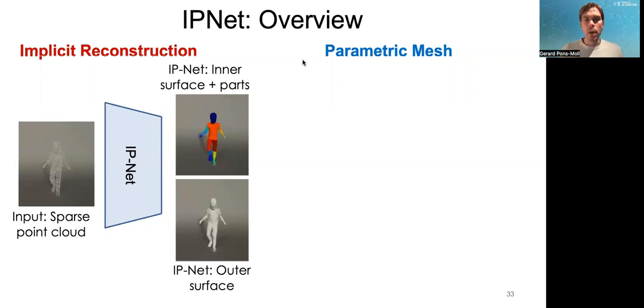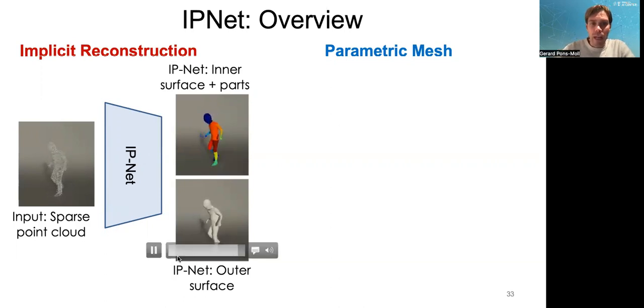So this is an overview of the IPNet method. Essentially, it takes a sparse point cloud of a person, who might be wearing clothing, and might have hair and facial details. And it predicts two surfaces represented implicitly. One is the surface of the inner body, which is a surface that does not contain clothing, and it should resemble the surface of the simple model. And it also predicts per-body-part labels so that the fitting process is easier.